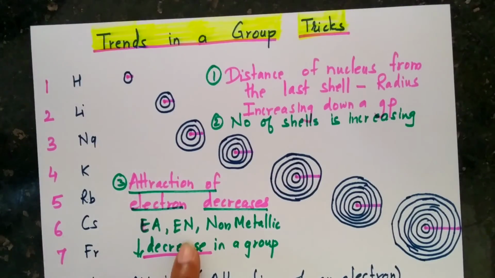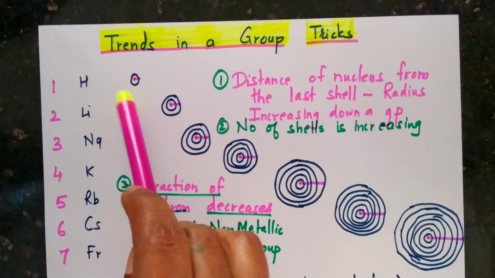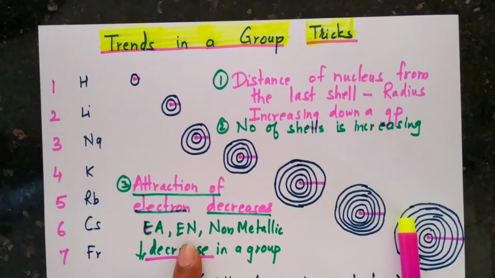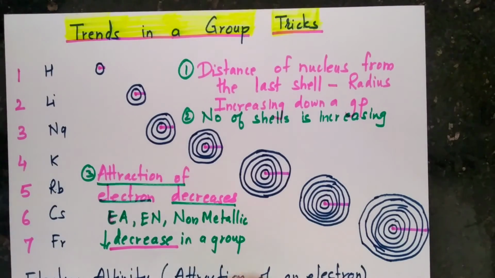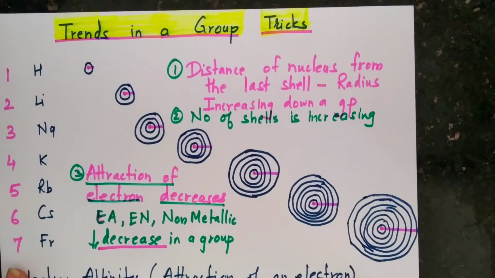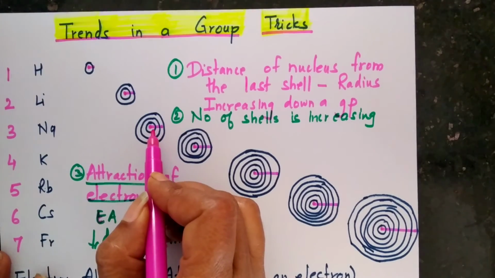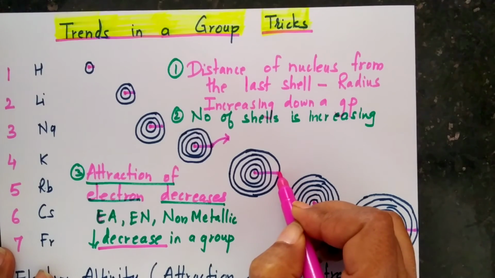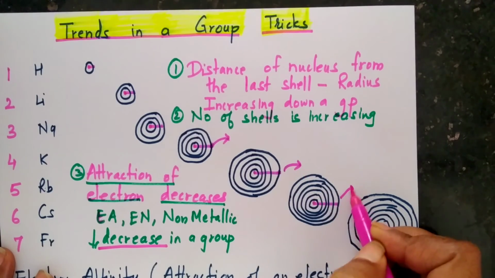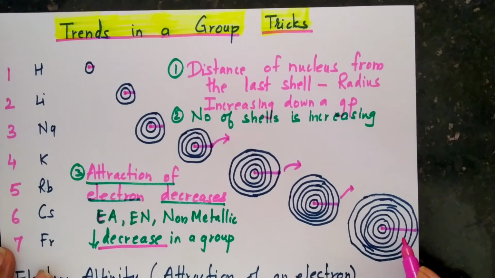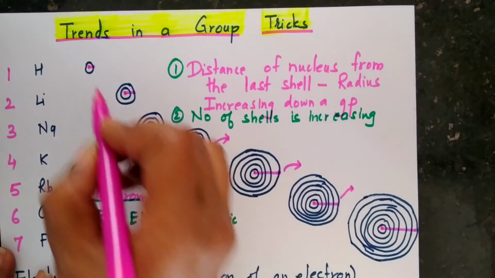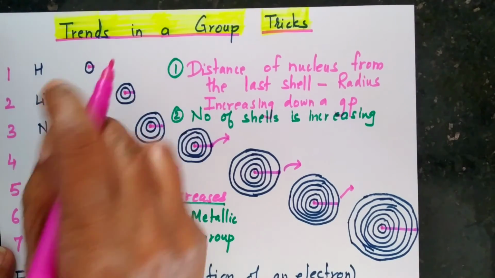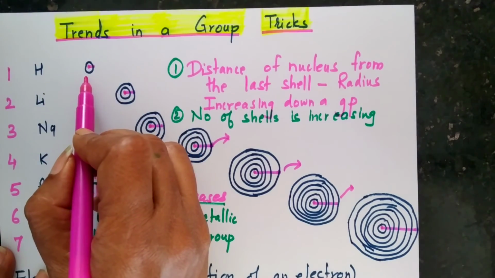If you see in a group, what is happening as you go down the group? The distance is increasing and electron attraction is becoming less. So it is very easy for the last electron to be given away. Here the distance is less, so attraction is more, so the energy required here will be more.